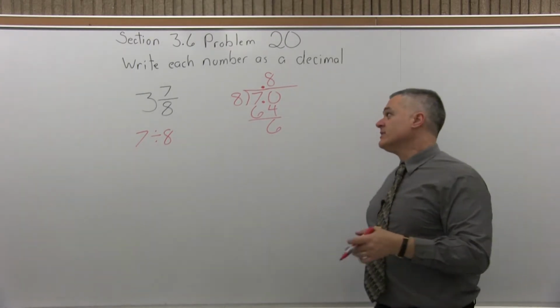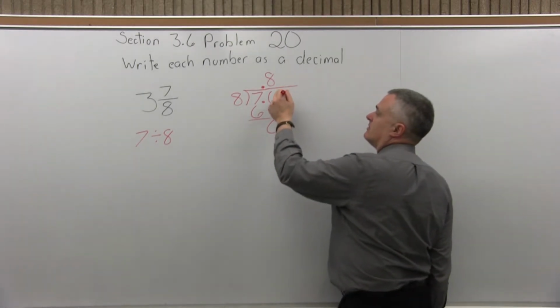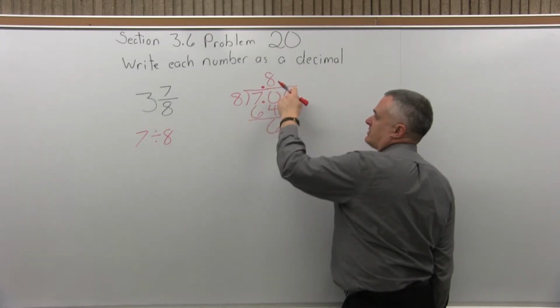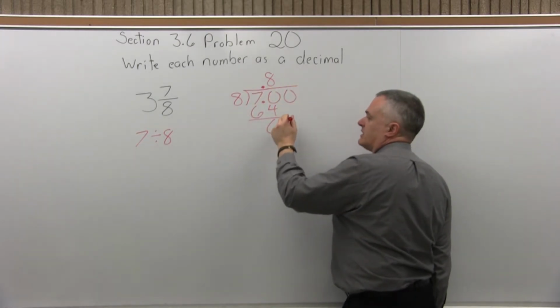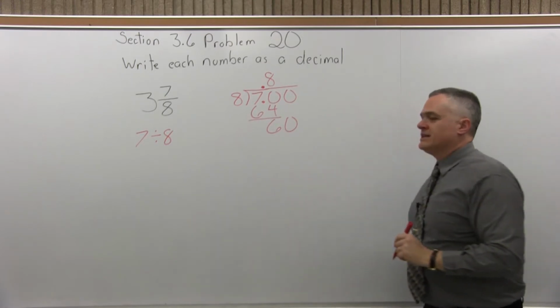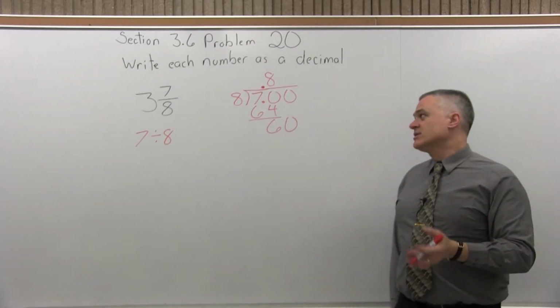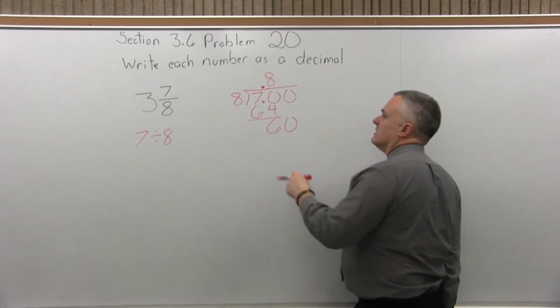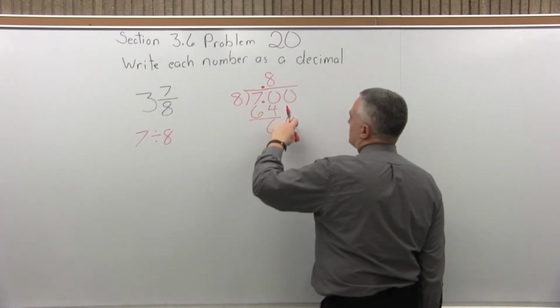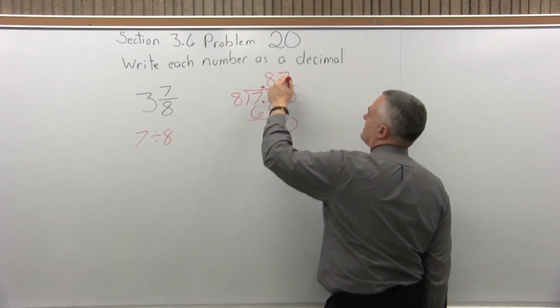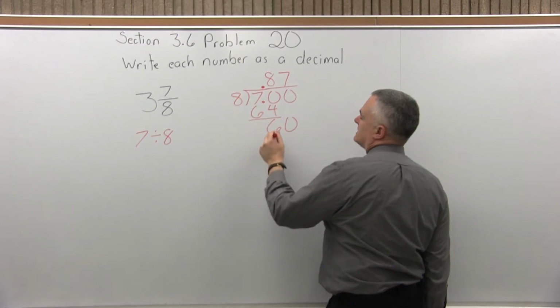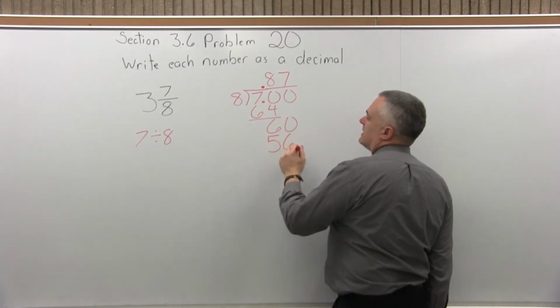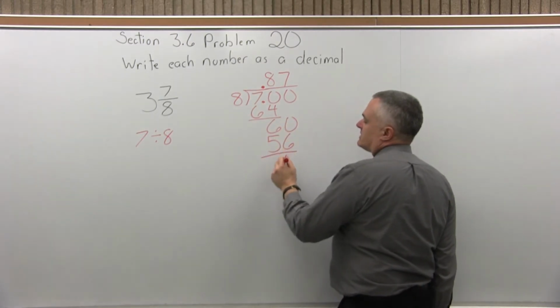So it didn't go in evenly, so what I have to do is put another 0 for the number that's under the division symbol and bring that 0 straight down. That 6 with the 0 next to it is a 60, so now I divide 8 into 60. So 8 times something gets me pretty close to 60. It will be 8 times 7. So 7 times 8 is 56. And then 60 minus 56 is 4.